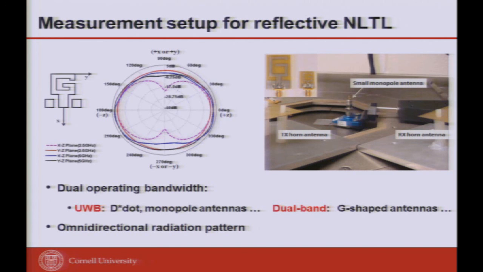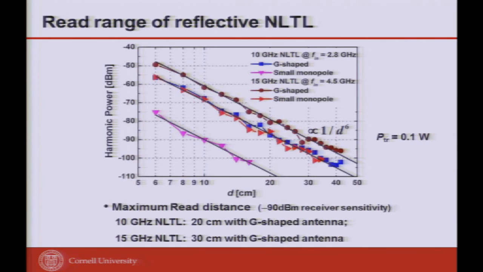I'm not going through the antenna. The antenna will have this funny radiation pattern. In order to do reflective, remember now one antenna needs to do two frequencies. So we do the G-shaped antenna. This is what a small monopole or the D-dot antenna can look like. They have specific patterns where you measure how much harmonic power you can have.